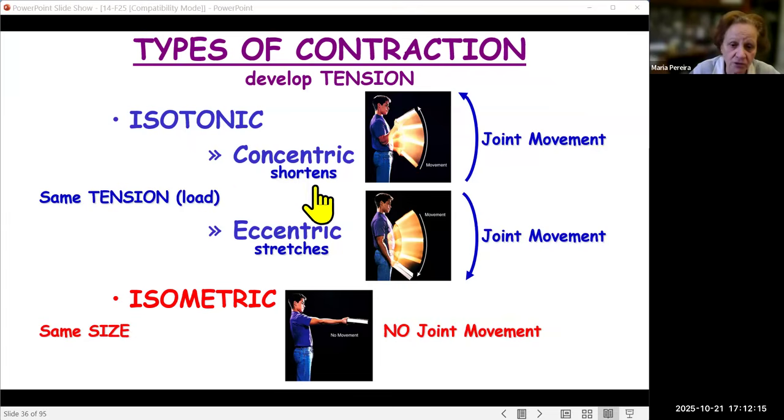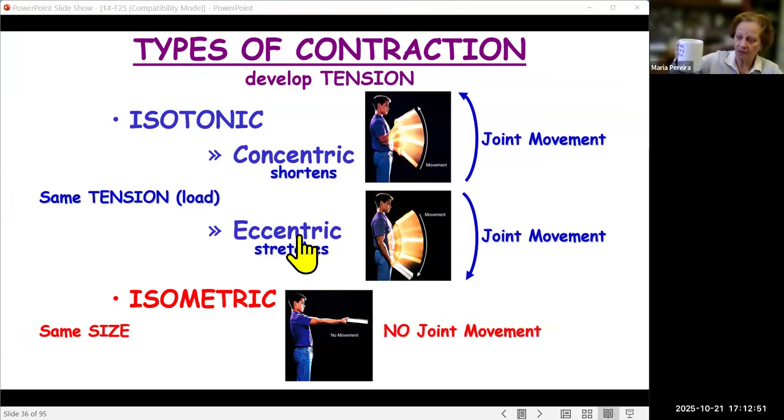So if it's concentric, it shortens. If I go this way, the muscle is contracting, this would be a concentric contraction. Now, if I'm in this position and now bring it down, the muscle is increasing in size, it's eccentric. So the tension is the same, it's the size of the muscle that is changing. If it shortens, that means it's concentric. It's eccentric when it stretches.